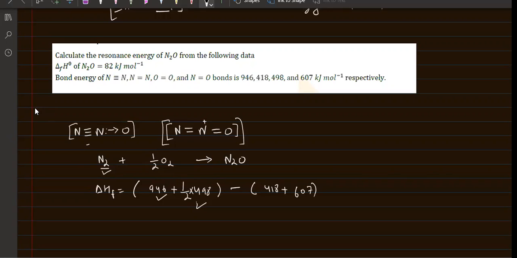Okay, everyone, tell me, right? This is a theoretical heat of formation, yes or no? Message me, everyone. This is delta H theoretical, right? This is theoretical. Experimental is given. Theoretical it is this. Calculated is this. So calculate 946 plus half into 498 minus this, you should get something. Calculate 1877.